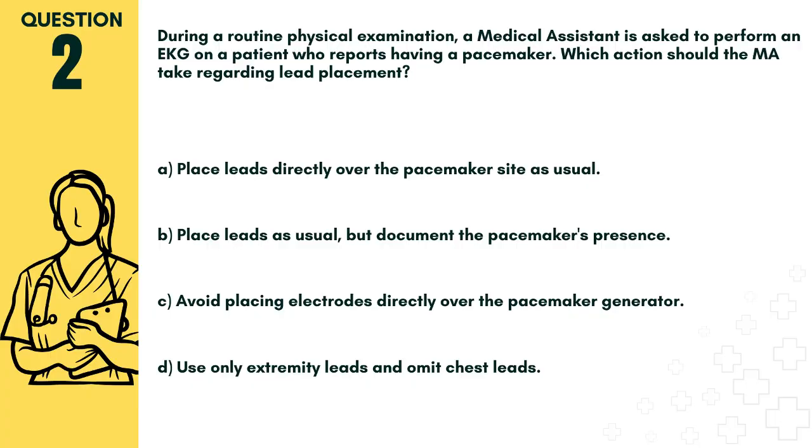Question 2. During a routine physical examination, a medical assistant is asked to perform an EKG on a patient who reports having a pacemaker. Which action should the MA take regarding lead placement? A. Place leads directly over the pacemaker site as usual. B. Place leads as usual, but document the pacemaker's presence. C. Avoid placing electrodes directly over the pacemaker generator. D. Use only extremity leads and omit chest leads.